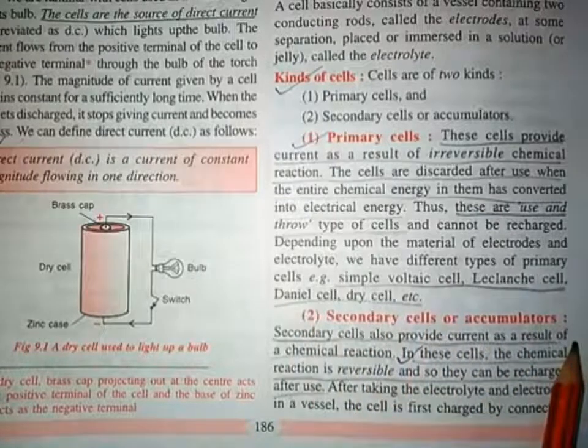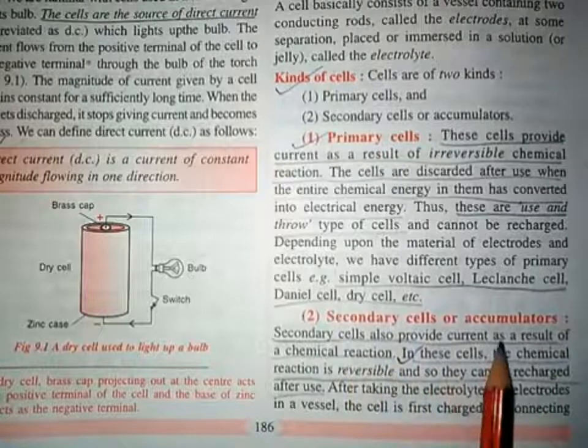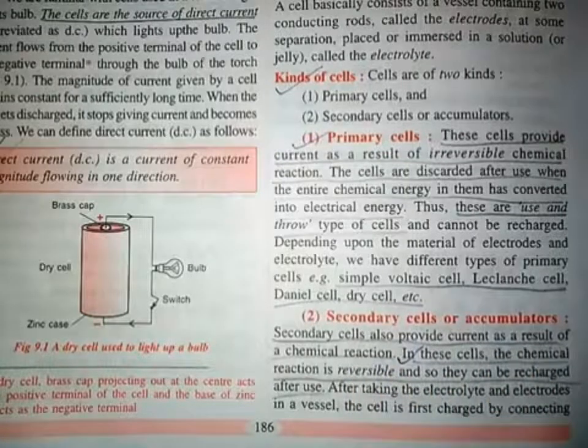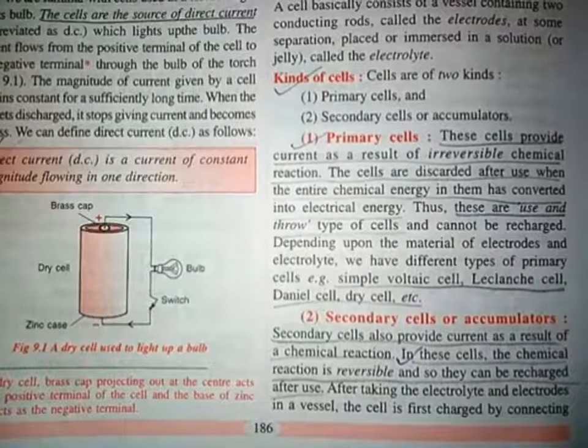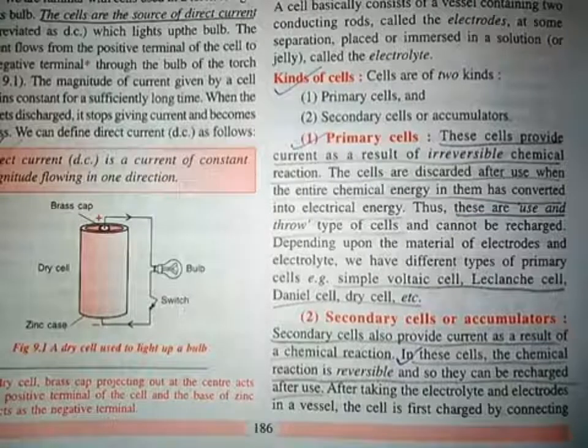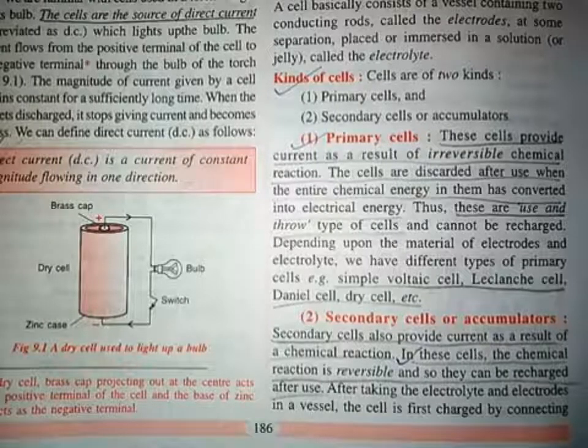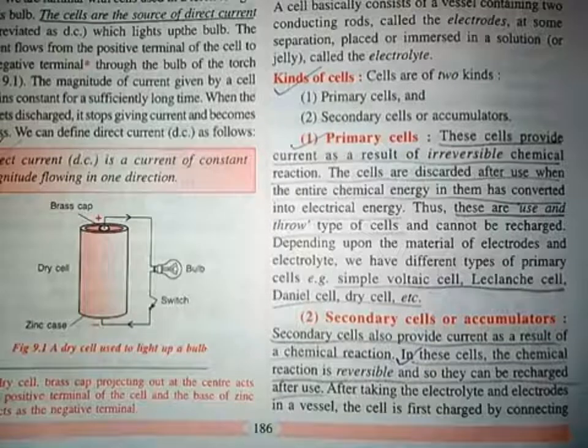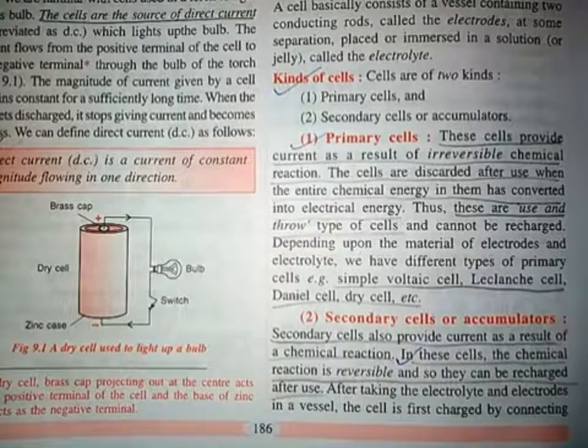Secondary cells or accumulators. Secondary cells also provide current as a result of a chemical reaction. But in these cells, the chemical reaction is reversible and so they can be recharged after use. During charging, electrical energy is converted into chemical energy and gets stored in the cell. These cells can be used for a long period because they can be recharged again and again. Lead acid accumulator and NiFe or alkali accumulator are the two types of secondary cells. These cells are also called storage cells.